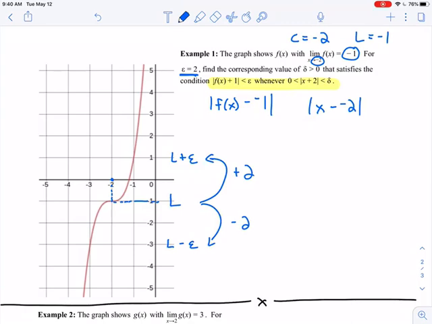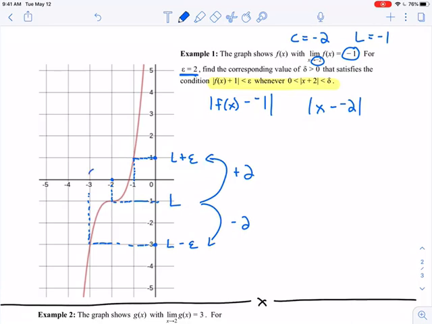And what I'm going to do then is I'm going to take these and map them back to the x-axis. I'm going to see, well, what x values correspond to these y values. So if I look right here, L plus epsilon, this corresponds to x equals negative 1. If I take L minus epsilon, take that back over here, that's going to correspond to negative 3 right here. And what I'd like to do is figure out, okay, how far are each of these numbers from my c, from the x value that we're approaching?